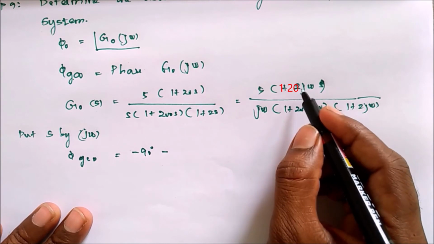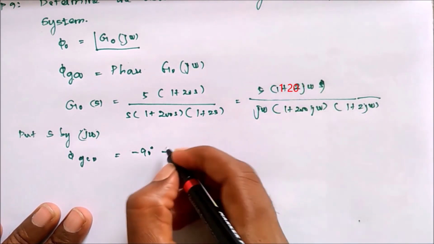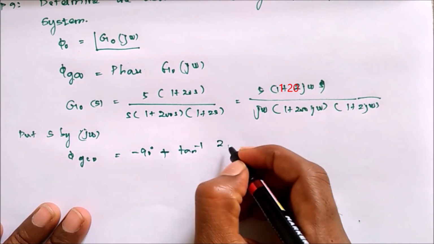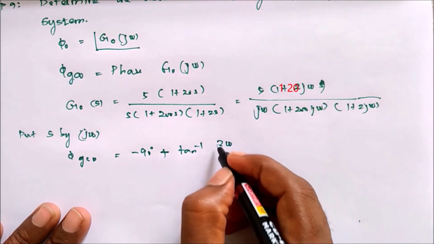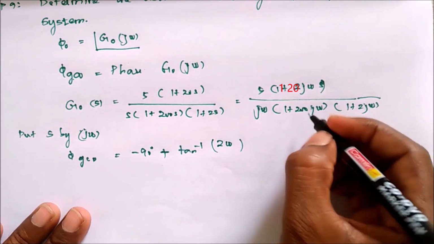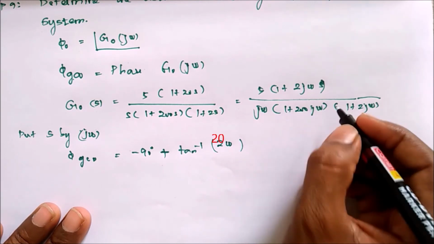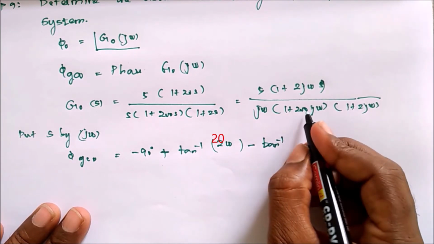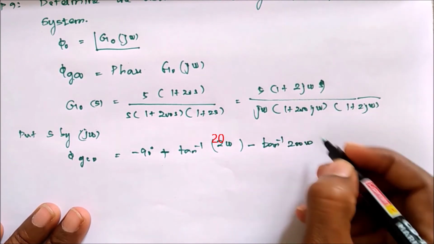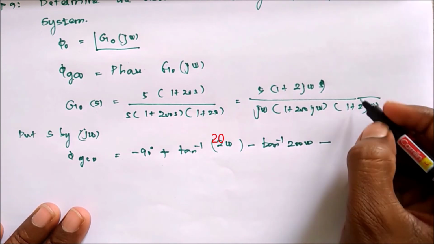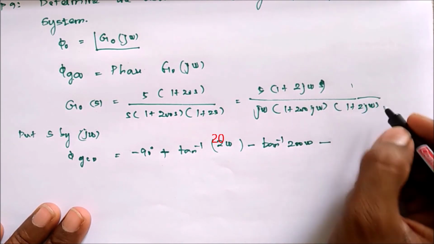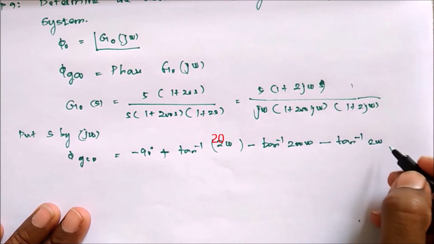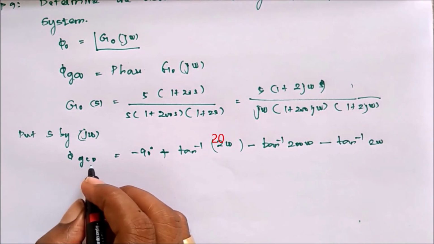Then the next term, this term is nothing but plus, as it is the numerator. Therefore plus tan inverse of imaginary part 2 omega divided by real part 1, so tan inverse of 2 omega. Next we have to take 1 by 1 plus 200 j omega. It is in the denominator, therefore we use minus tan inverse of imaginary part 200 omega divided by real part 1. Next one is 1 by 1 plus 2 j omega, so for that term minus tan inverse of imaginary part 2 omega divided by real part 1. So this is the phi gc of 0 equation.